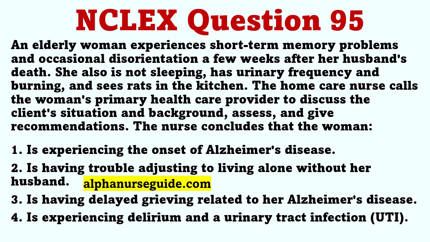The correct answer is 4. Delirium is commonly due to a medical condition, such as a UTI in the elderly. Delirium often involves memory problems, disorientation, and hallucinations. It develops rather quickly. There is not enough data to suggest Alzheimer's disease, especially given the quick onset of symptoms. Delayed grieving and adjusting to being alone are unlikely to cause hallucinations.